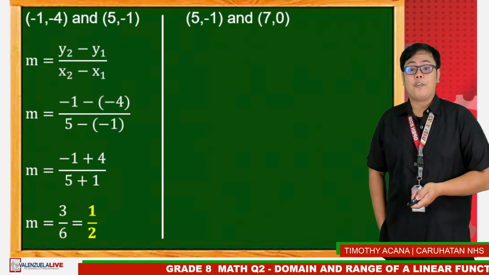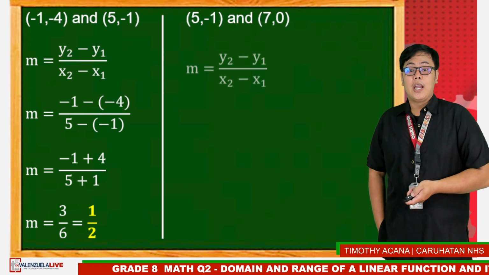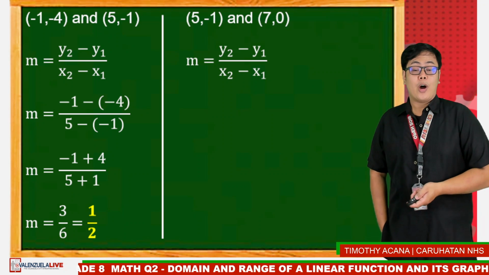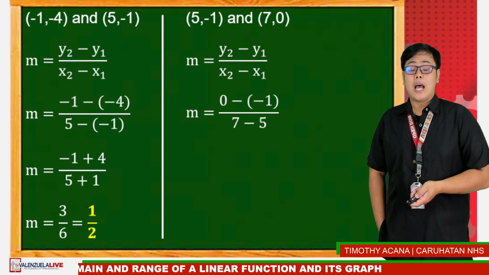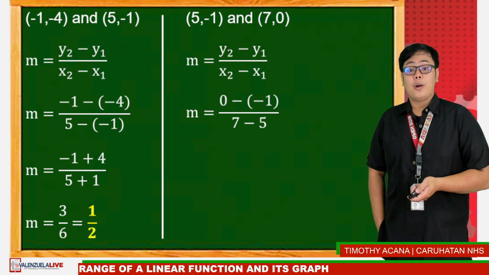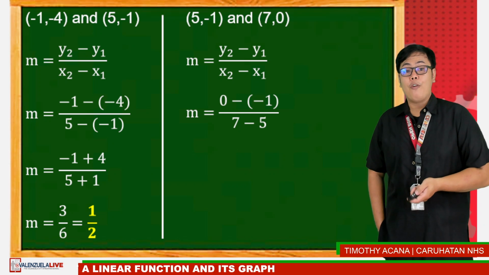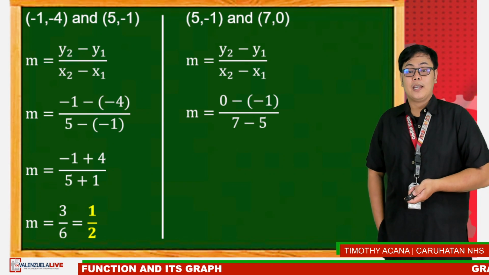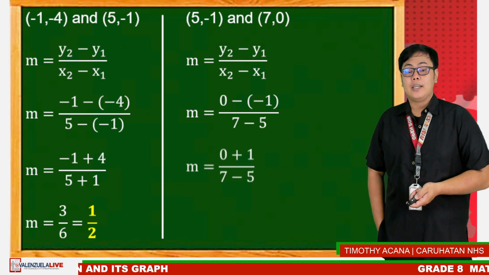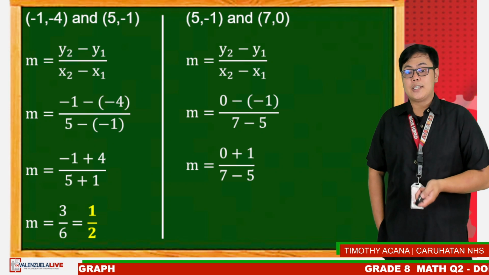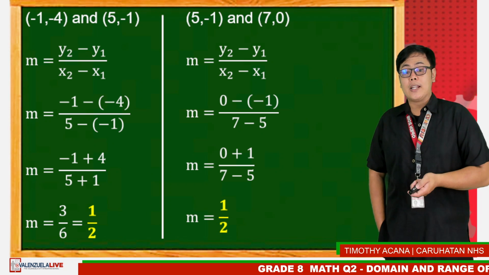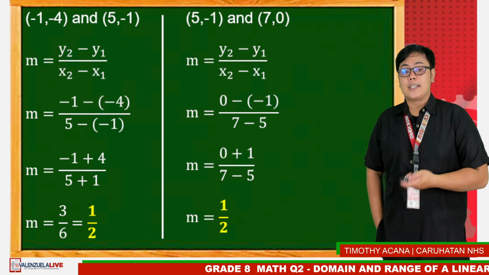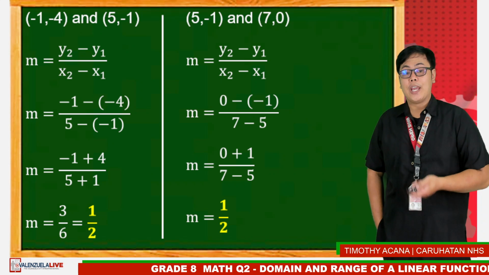Now let us solve for the slope of (5, -1) and (7, 0). We have (0 minus -1) over (7 minus 5). 0 minus -1 is 0 plus 1, and 0 plus 1 is equal to 1, while 7 minus 5 is equal to 2. Therefore, the slope is also 1/2.